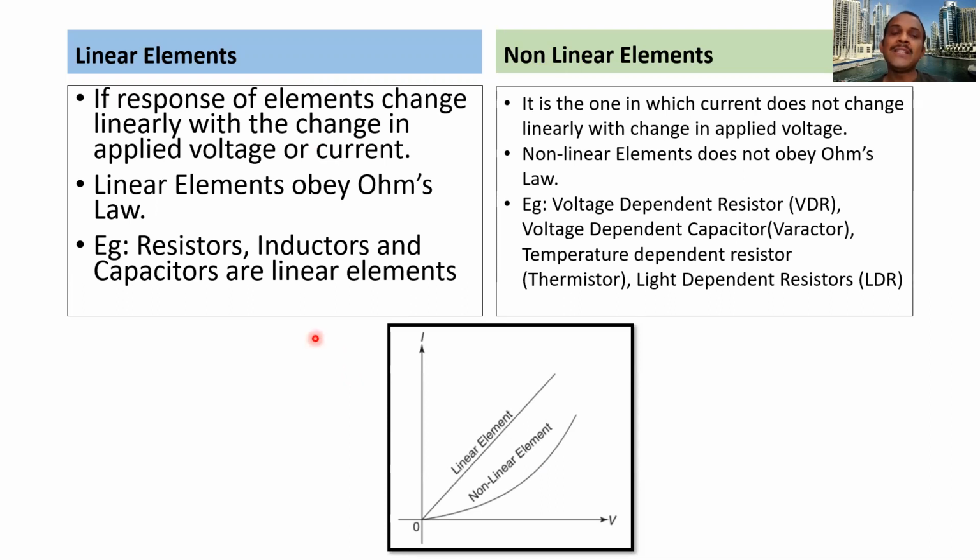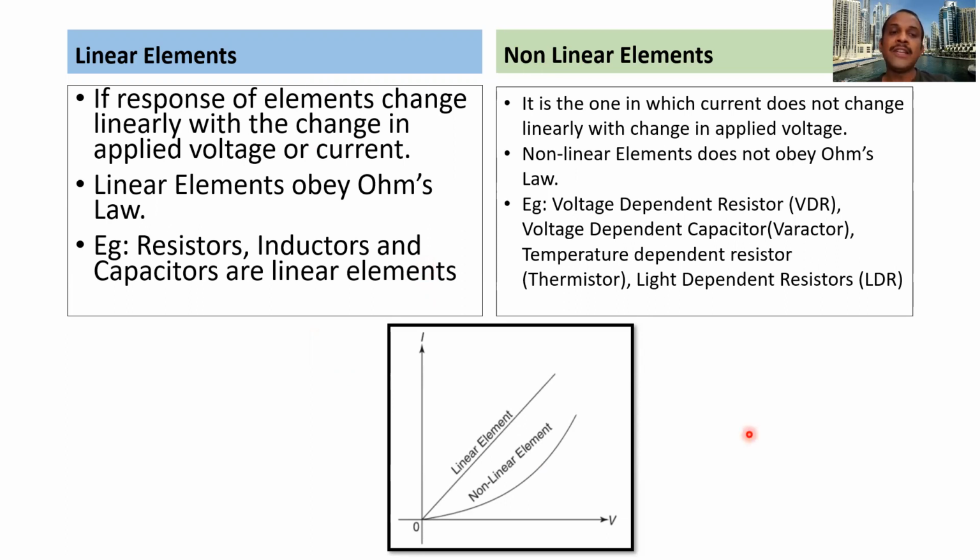We'll go with the next definition, which is linear elements and non-linear elements. What does a linear element in electrical engineering mean? If the voltage changes, and the corresponding response changes accordingly, then it is called a linear element. What is this accordingly? If they change according to Ohm's law, if the voltage increases, then the current also increases in the corresponding way, then it is called a linear relationship.